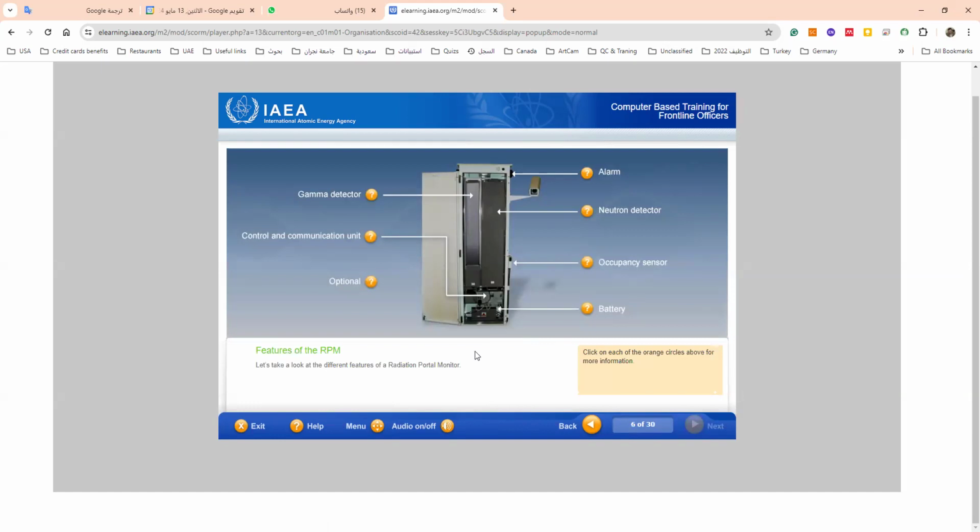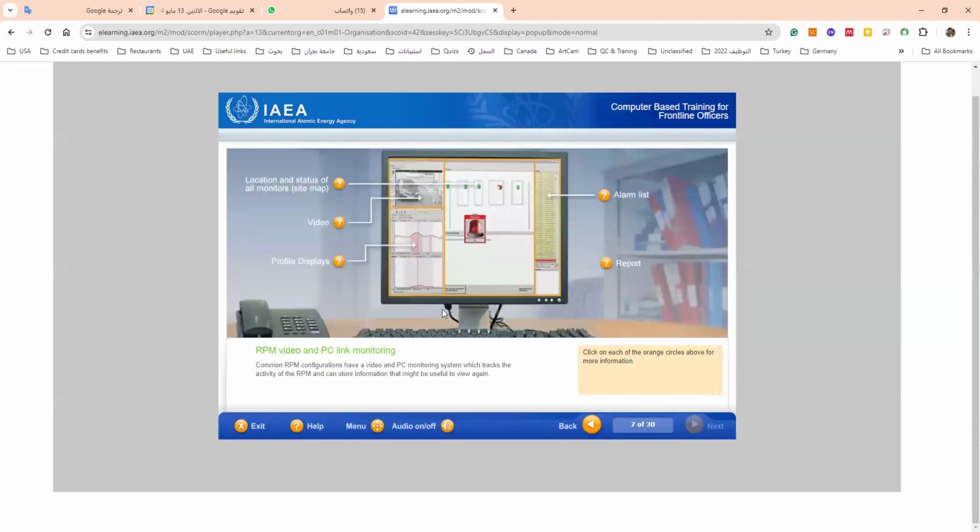Features of an RPM. Please read all of these. Gamma detection, control and communication unit, optional, alarm. You can pause the video and read slowly. Neutron detector, occupancy sensor, battery. Common RPM configurations have a video and PC monitor system which tracks activity of the RPM and can store information that may be useful to view again.